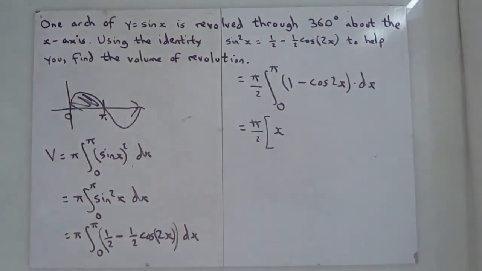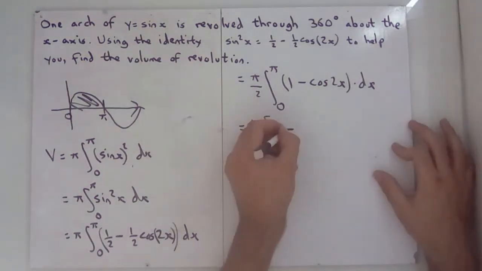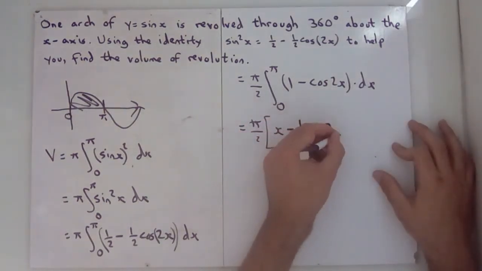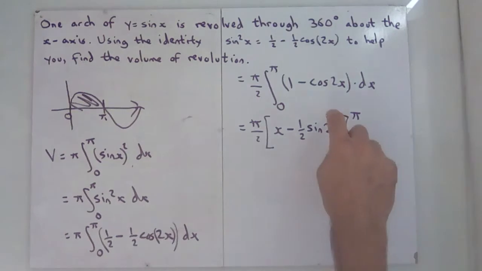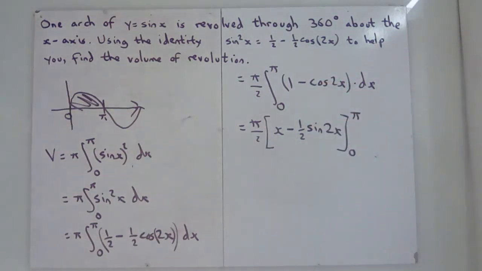Cos 2x, now I'm going to do this by thinking backwards. So if we had sine 2x, it would differentiate to 2 cos 2x. So if we had minus sine 2x, it would differentiate to minus 2 cos 2x. So if we had minus a half sine 2x, that would differentiate to minus cos 2x. So this must be minus a half sine 2x. And we're evaluating that at pi and 0. Remember, if you're not happy with what I just did from there to there, just use the chain rule, let u equal 2x, and so on and so on.